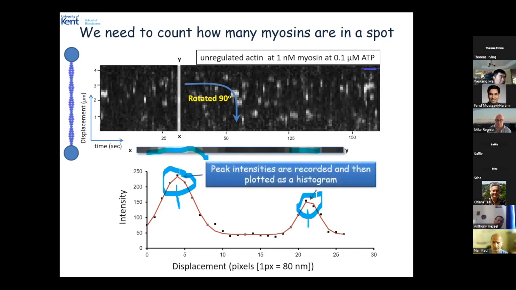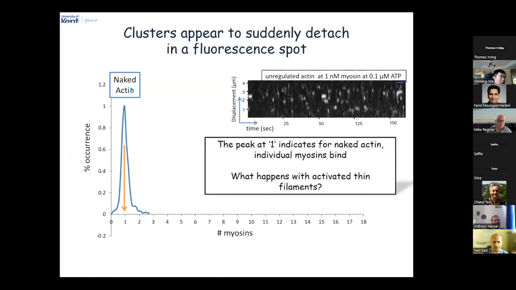So what we then do is we plot these peak intensities as a histogram. When we do that for naked actin, we find that the average intensity for this histogram distribution comes out according to the fluorescence of a single myosin. This tells us that on average for naked actin, unregulated actin, we only have a single myosin bound. We tend not to see any clusters binding. What happens when we use regulated actin?